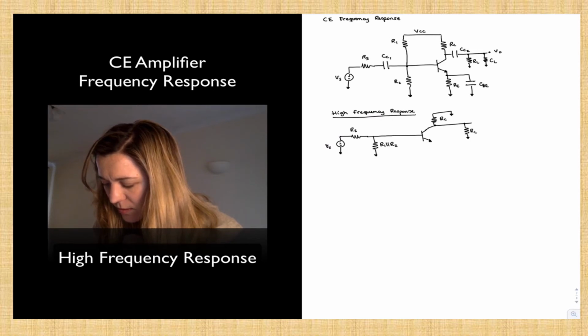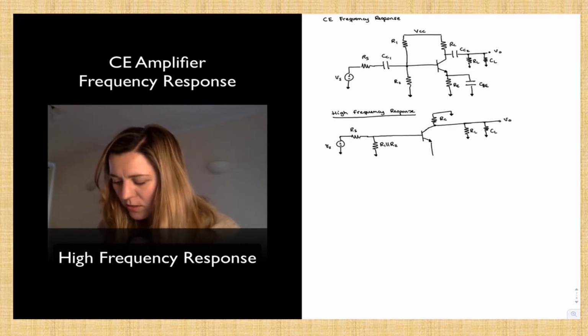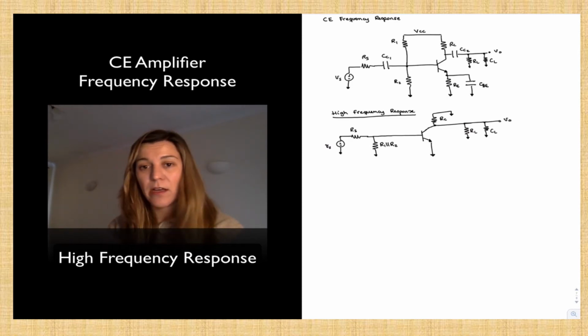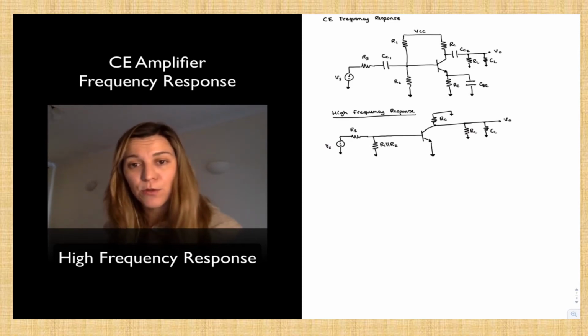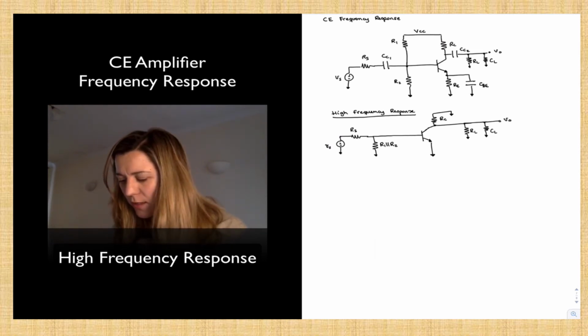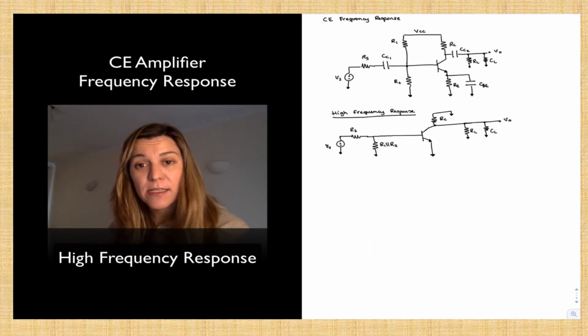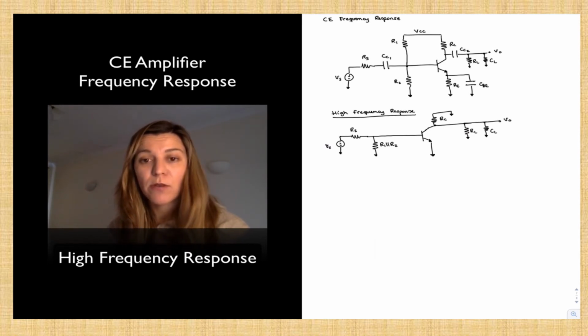This is RL. This is CL. That's V out. And in the case of my emitter, I am shorting through CBE, so it's just a direct short to ground. Now let's go ahead and include the capacitances that are going to play a role in our high frequency response.